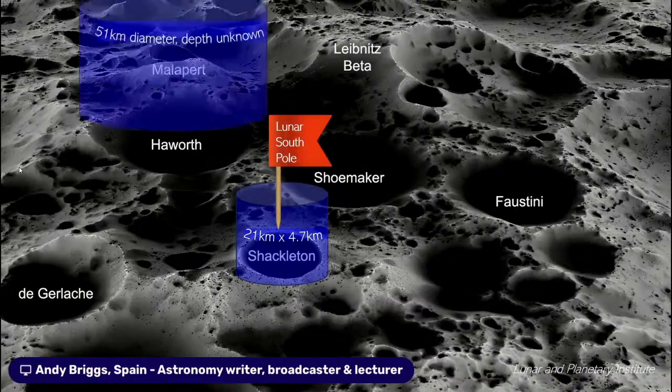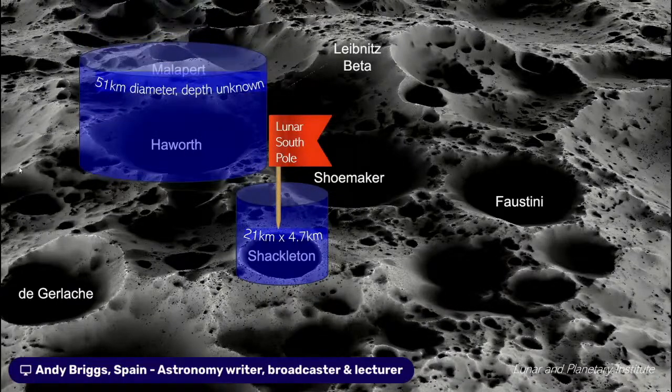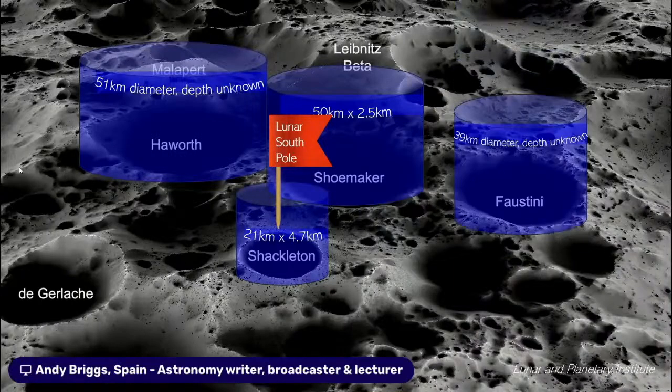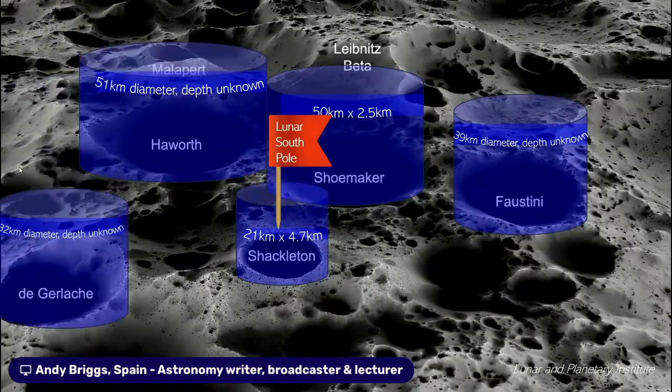But we've got some bigger ones around it. We've got Haworth, for example, 51 kilometers, its depth unknown. We've got Shoemaker, named after, of course, the famous scientist Eugene Shoemaker, 50 kilometers wide by 2.5 kilometers deep. Faustini, 39 kilometers wide, depth unknown. De Gerlache, 32 kilometers wide and depth unknown. So you've got some pretty wide craters here, and some very deep ones.